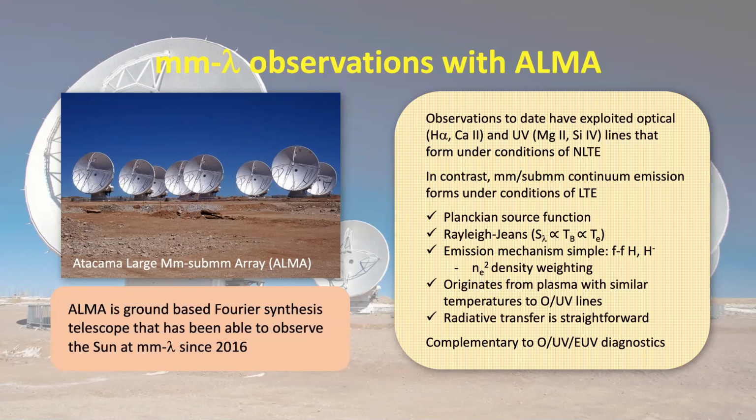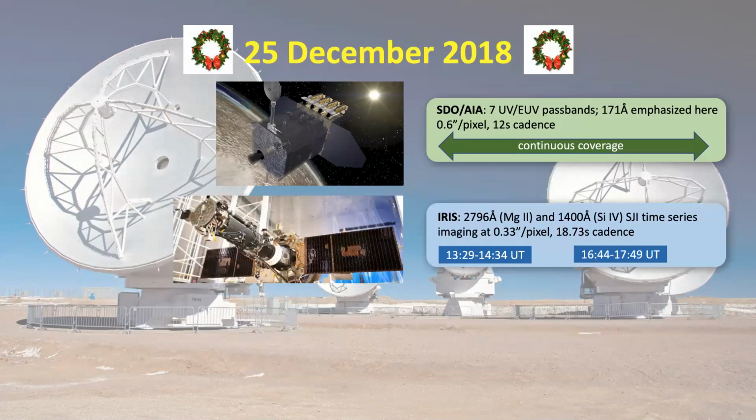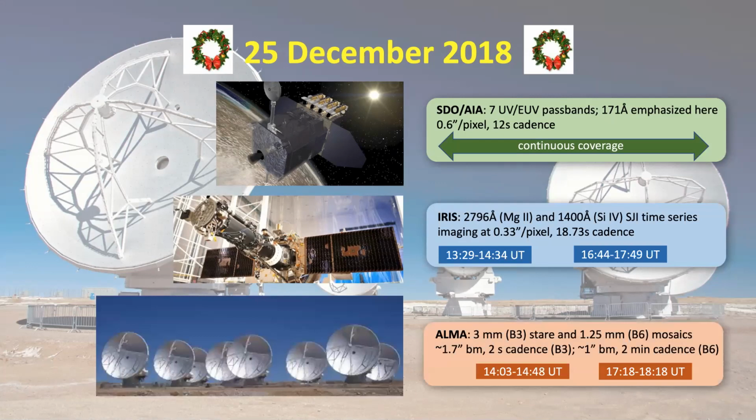So the observations I'd like to discuss briefly today were made on Christmas Day in 2018. We were supported by observations by SDO AIA in the 7 UV EUV passbands, with IRIS in the 2 passes using SJI or slit jaw imaging time series measurements made in the magnesium 2 and silicon 4 bands. And then finally, ALMA itself was observing in the 3 millimeter band and the 1.25 millimeter band.